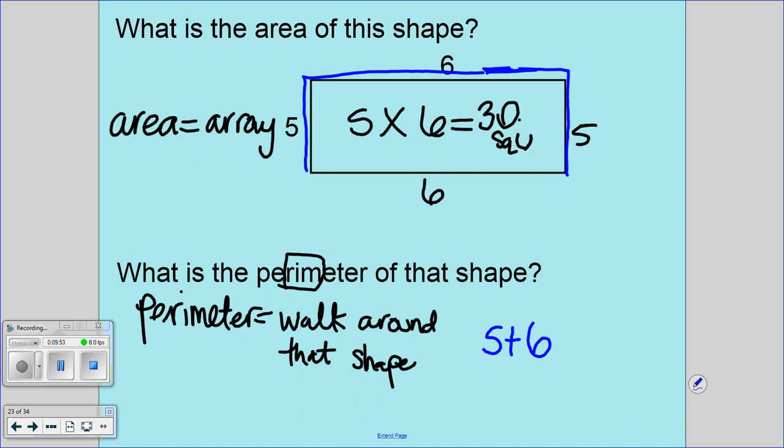Alright, now I have to come back down, Ella. How many units did I walk? 5. Did I make it all the way around yet? No. No, Gabriella, I need to go to the bottom. Now I'm at 6. This is what your perimeter equation should look like.